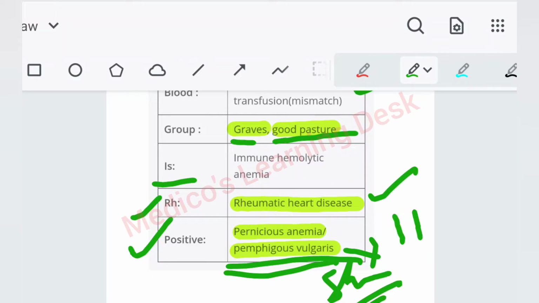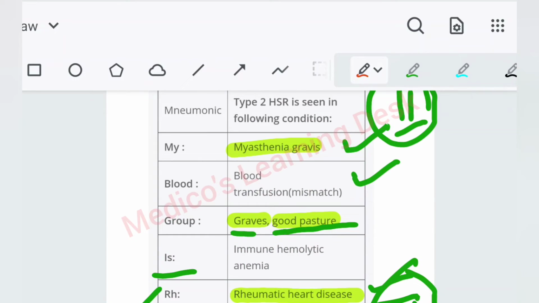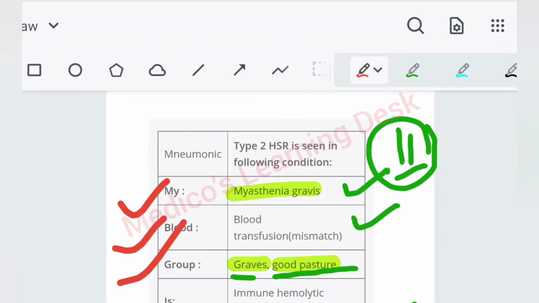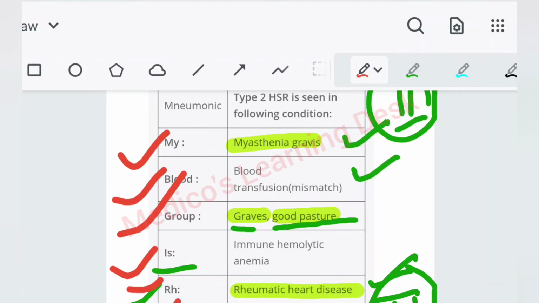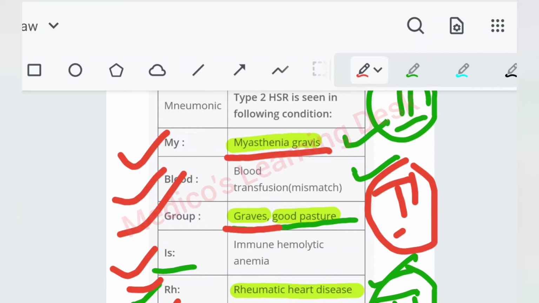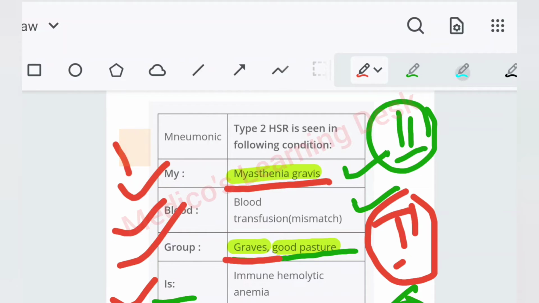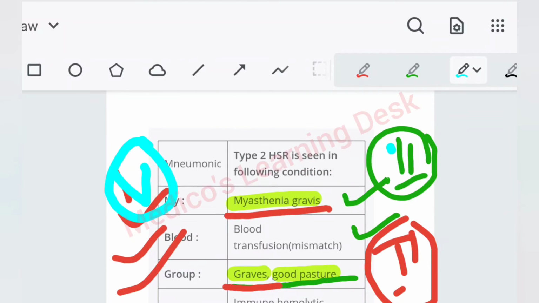So there also what type of reaction we see? Type 2 reaction we will see. So what is the mnemonic? Once again, let's see. My blood group is Rh positive. You remember this myasthenia gravis and Graves disease in type 2 only, but recently they have been shifted to type 5 of hypersensitivity reaction. Okay, otherwise you mention it in type 2 only.